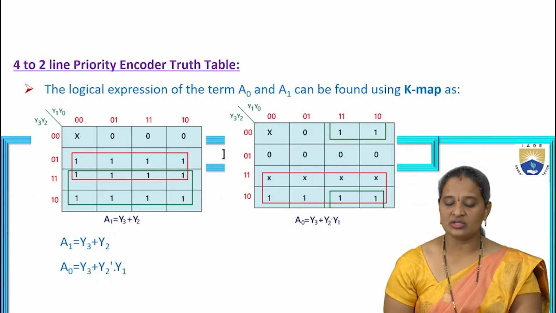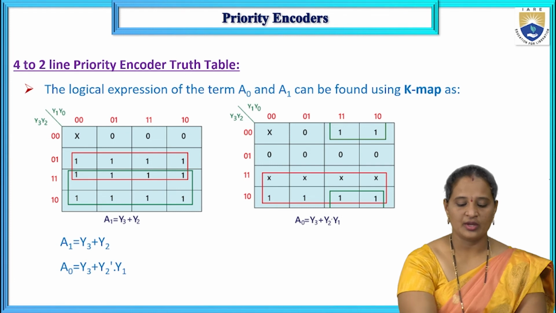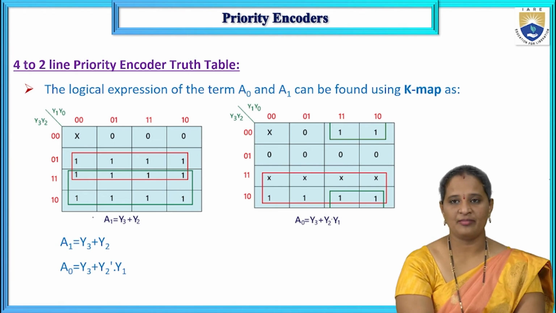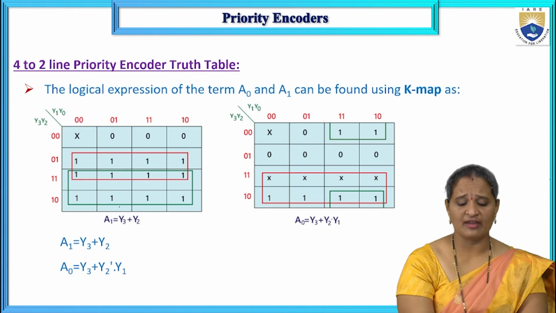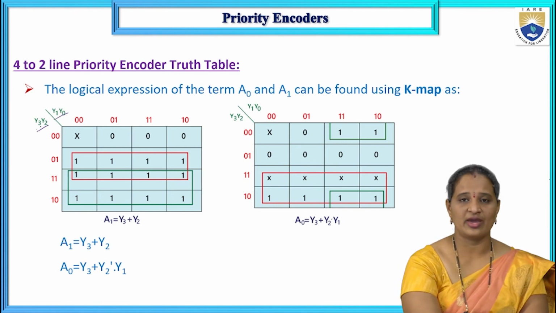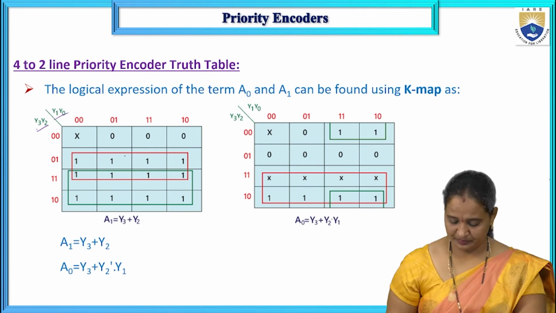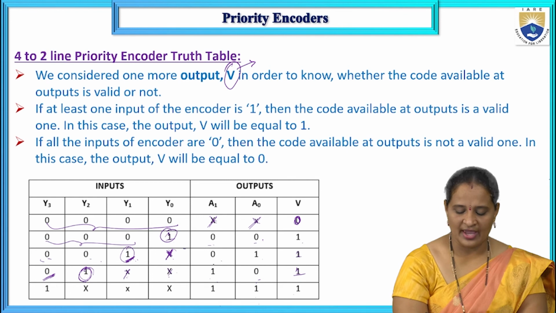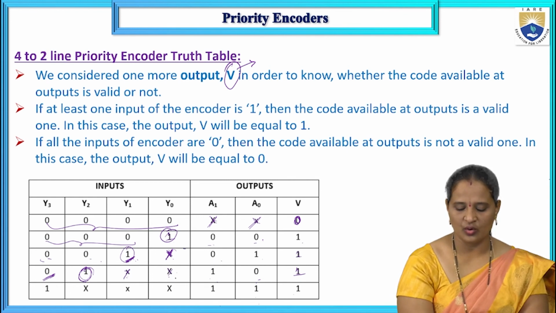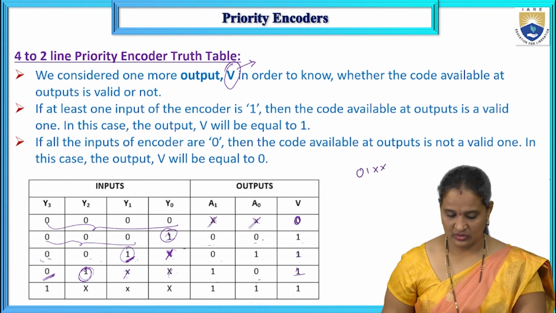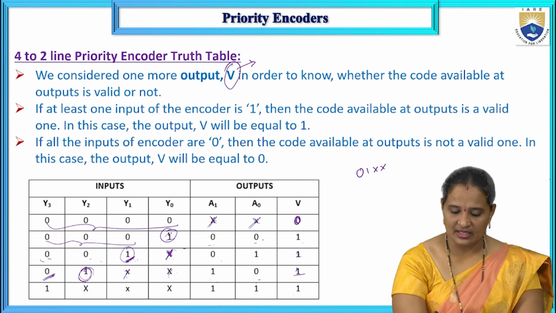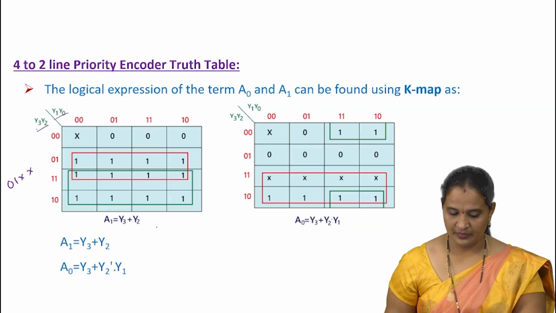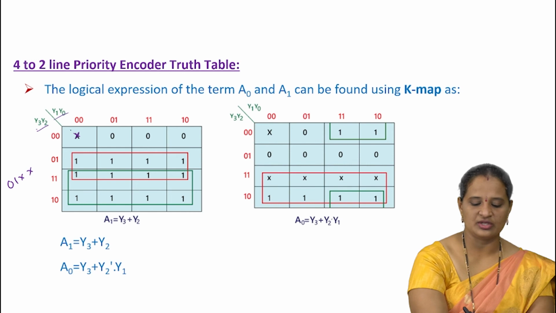So now let us draw the logic circuit for the 4 to 2 line priority encoder. We are taking the K-map for simplifying the expressions for A0, A1 and also V. So here, as we have 4 input lines, Y3, Y2, Y1, Y0, I am mapping this. Let us see A1. A1 is 1 for 0, 1, don't care, don't care. And this is don't care for 0, 0, 0, 0, so for all these combinations it is marked with 1.